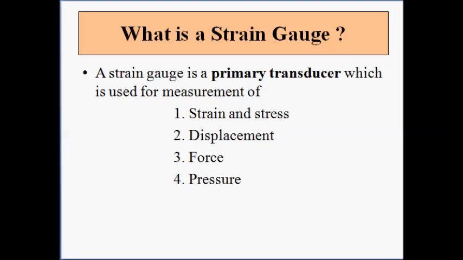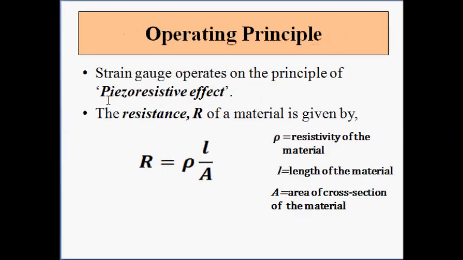What is the operating principle of a strain gauge? A strain gauge operates on the principle of the piezoresistive effect. As I said, it is based on change in resistance. Its property, based on resistance, is called the piezoresistive effect. Now, what is the piezoresistive effect?